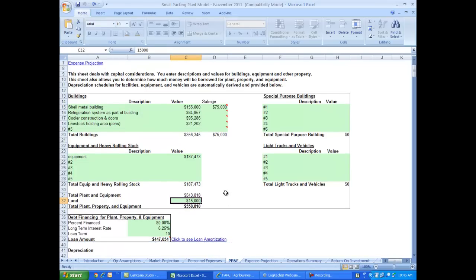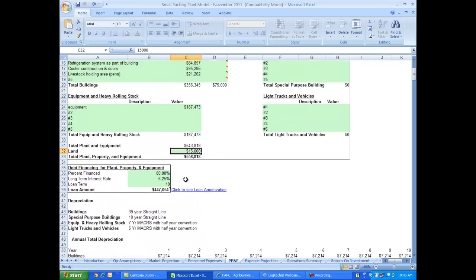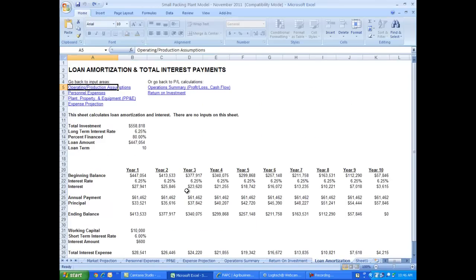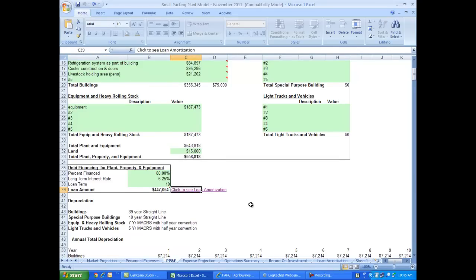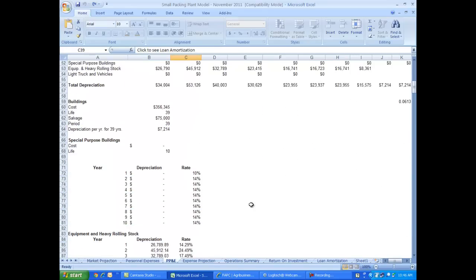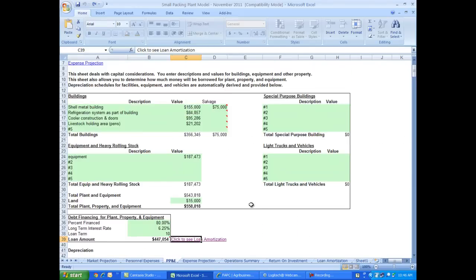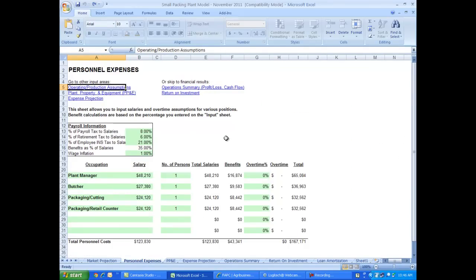You can even enter in the cost of the land where you're going to build your plant and financing assumptions. So we have $558,000 total for the cost of building and equipping our basic plant in this example. Let's assume we're going to borrow 80% of the money for building this plant, or $447,000. I can put in information on the loan interest rate, the number of years I'm going to be paying this loan, and I even have a sheet in this workbook where it estimates the principal and interest payments for the debt financing. Then down below are all my depreciation calculations that will get used in my profit and loss statement. I'll also have expenses in personnel.